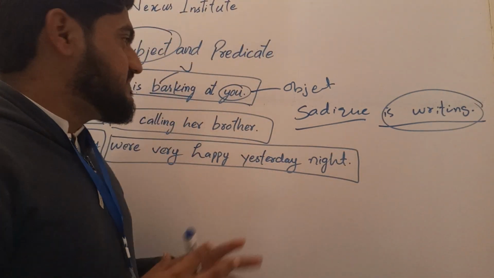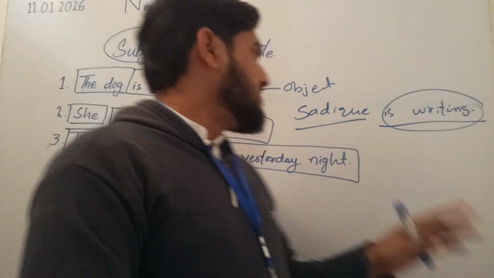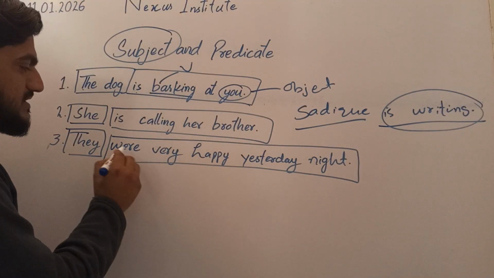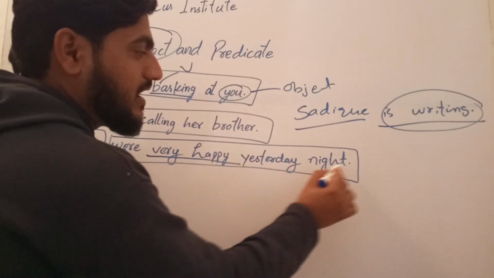Subject is a part of a sentence which describes any doer of an action, which is a noun or a pronoun. But predicate is a part of a sentence which shows the other part of the sentence, which includes verb or object.